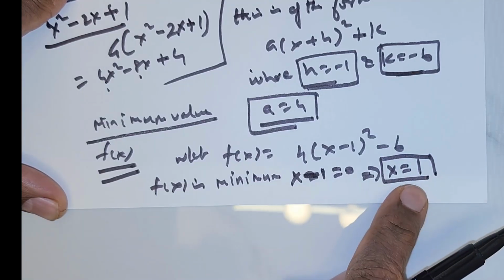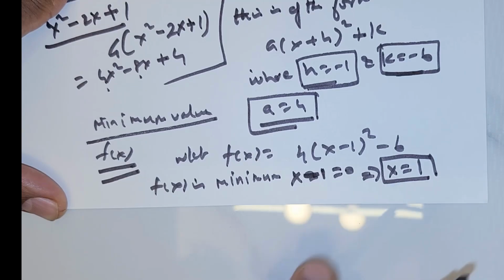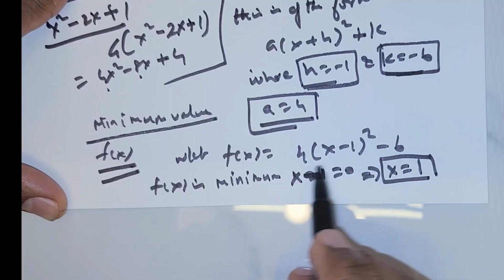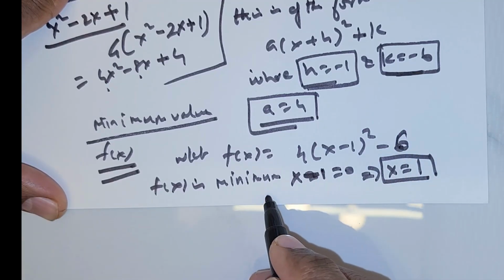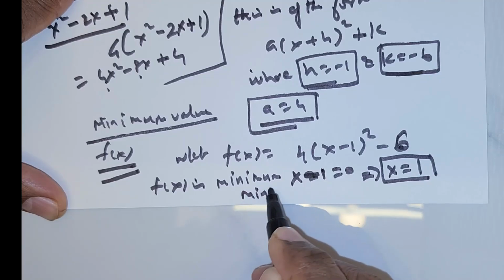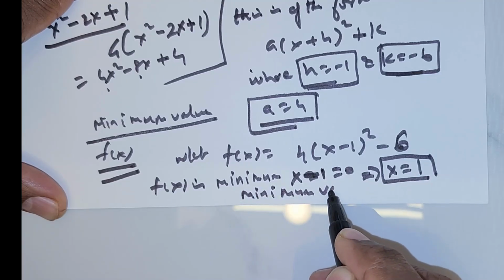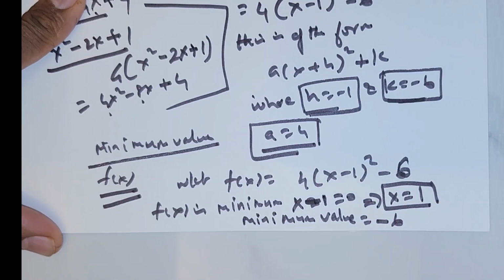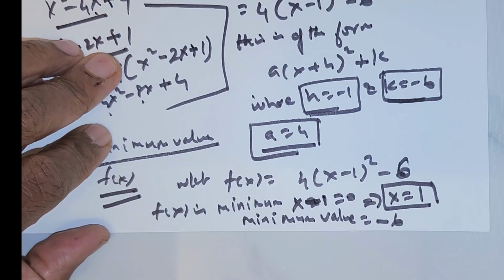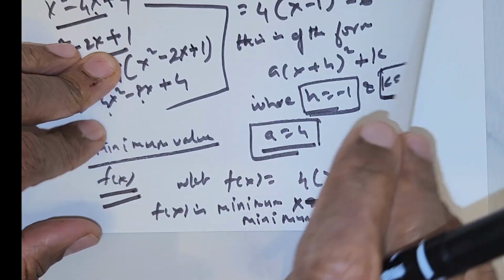So f of x achieves a minimum at x = 1, but they want us to find the minimum value. So if the entire component vanishes, the only value that is left is -6. So the minimum value in this case is -6. So that's what they want, so we can give that as the solution.